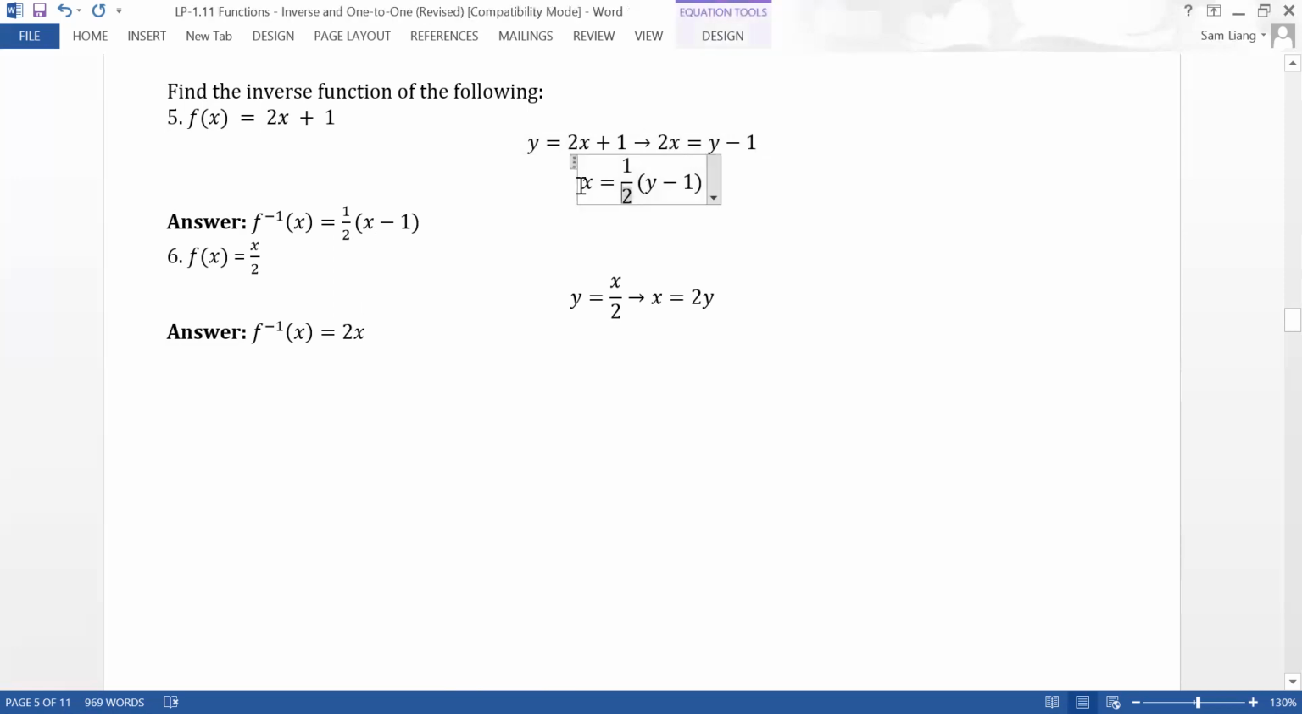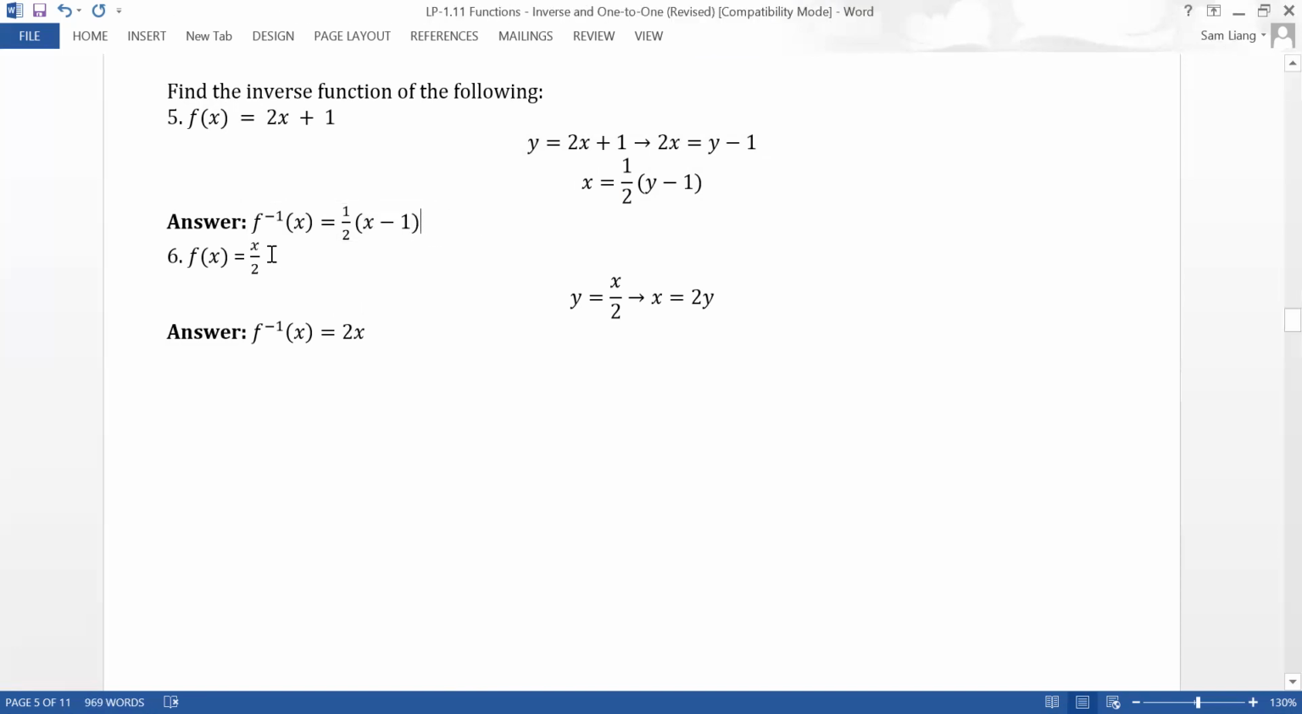Okay. And then therefore the inverse, all right, this is the inverse function. We just have to switch the x and y variables. So the inverse function will be 1/2 times x minus 1. That's your inverse function. And again, you can always switch x and y first if you find that easier, okay? But yeah, that's your answer for number 5.